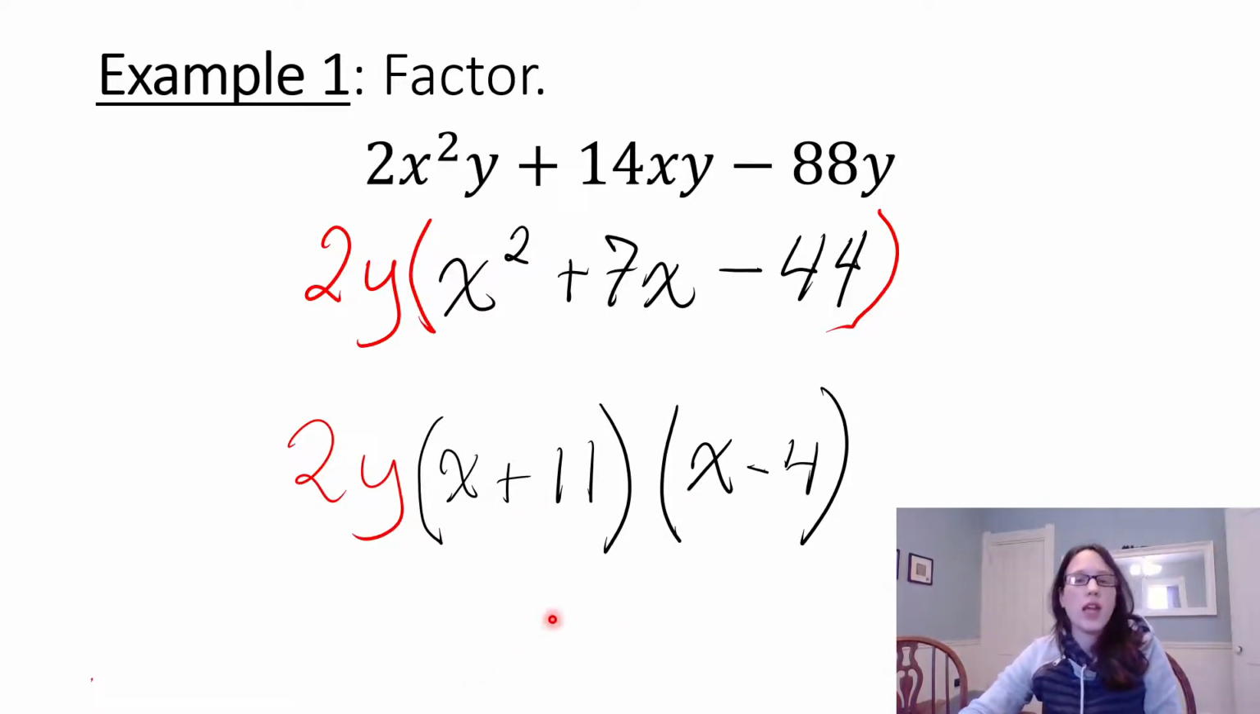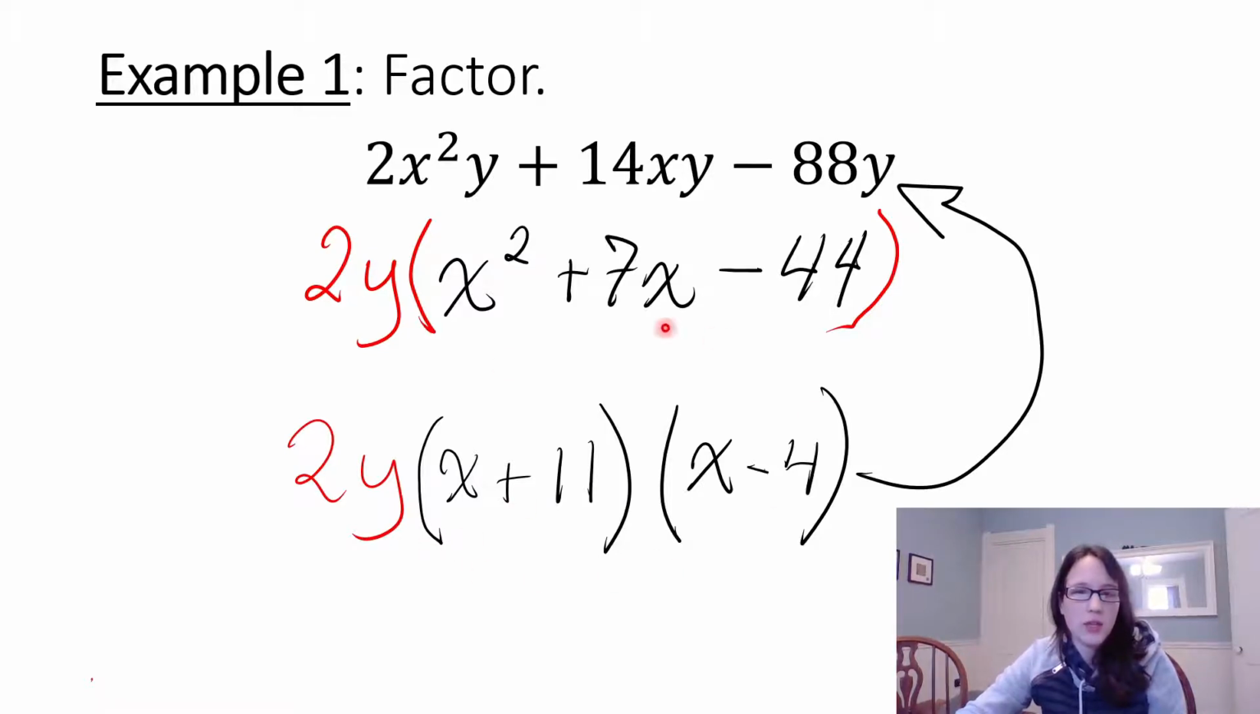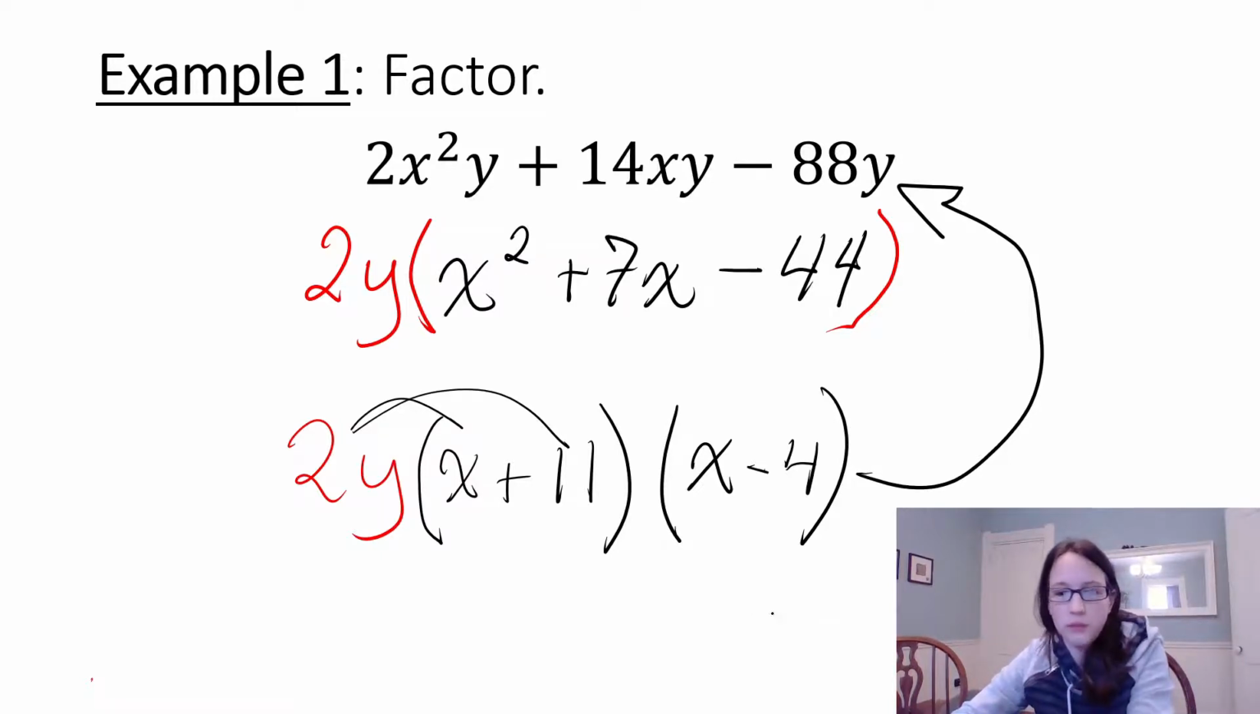If you wanted to check that this multiplies out to give you the original, you can do this in any order. So you could start by multiplying these 2 and do your box method. You could start by multiplying these 2 and simply distribute your 2y. And then after that, you have a binomial times a binomial and do your box method. So whichever order you go in, it's going to give you this original one back. So that's kind of fun.